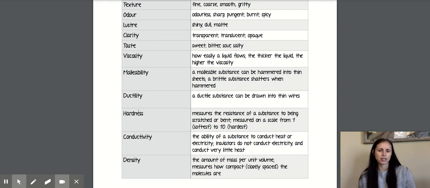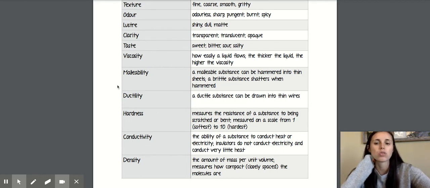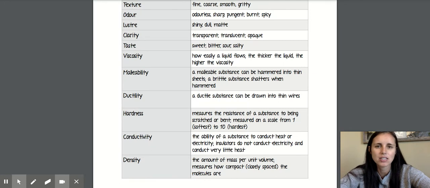Ductility is the ability for a substance to be drawn into a wire. Malleability and ductility typically refer to metals. So think about some of the metals that might make wires, copper, nickel. Those are all very ductile substances. Hardness is the resistance of a substance to being scratched or bent. Oftentimes, scientists will have a scale of 1 to 10, 1 being a very soft substance, 10 being a very hard substance. Conductivity is the ability to conduct heat or electricity.